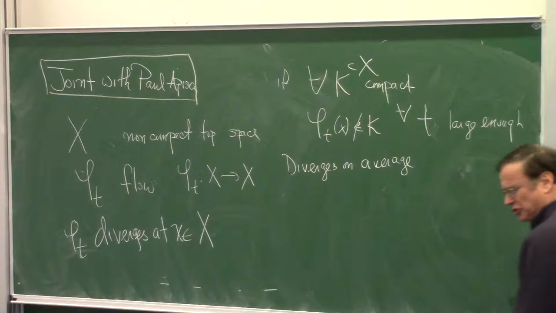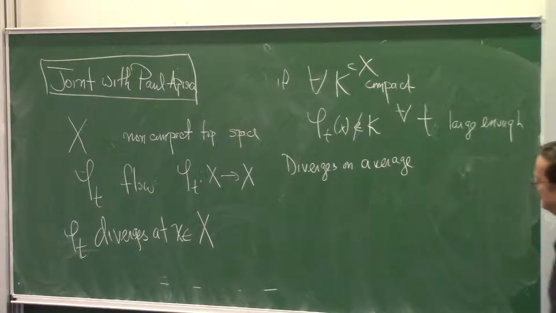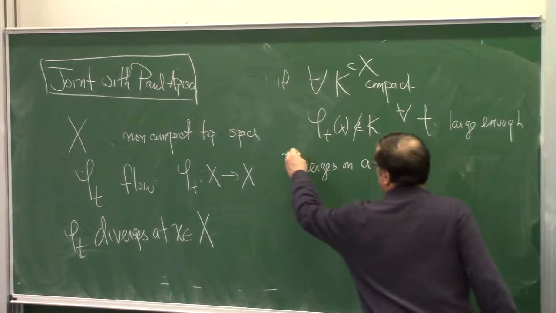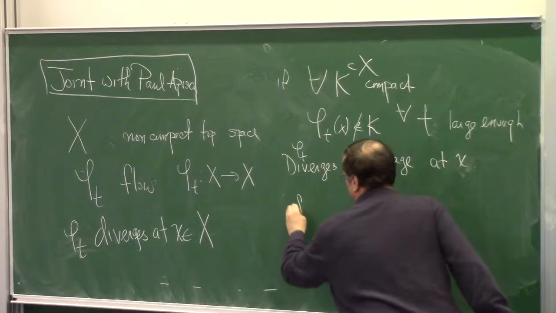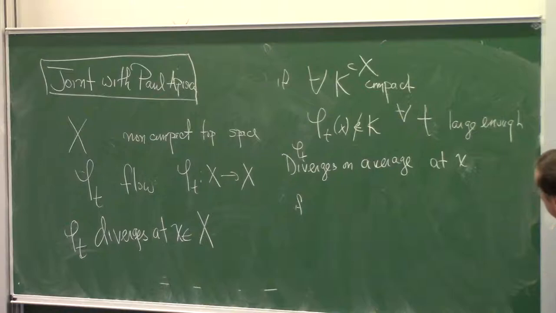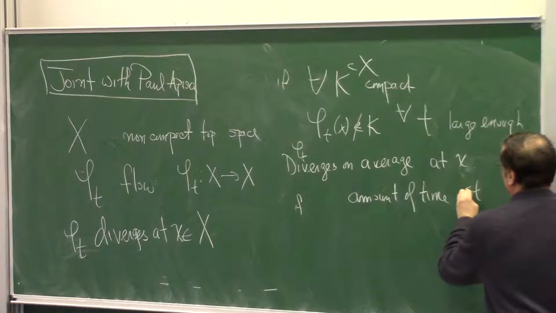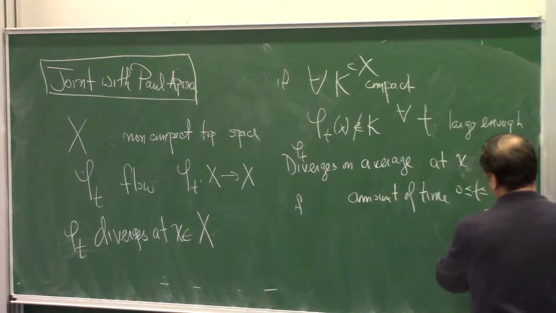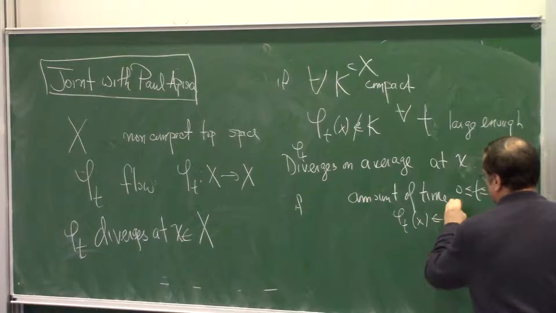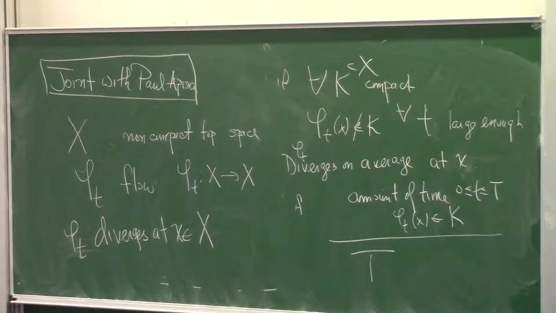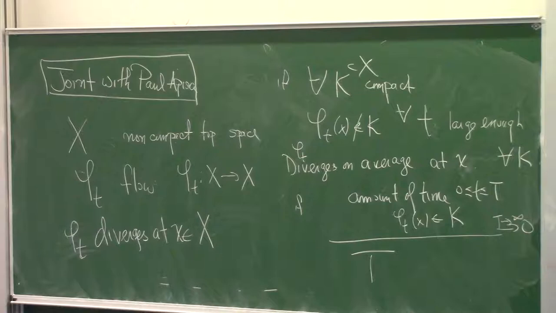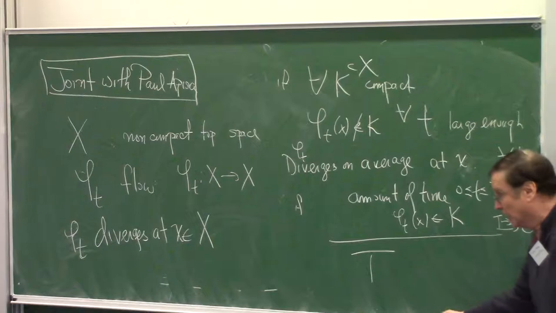In the literature, sometimes this is called loss of mass, for a reason we can see in a minute. Phi sub t diverges on average at X if for any compact set, you look at the amount of time that you spend in K. You might come back to K many times. So if you look at the amount of time, up to time capital T, between zero and capital T that phi sub T of X is in K, divided by T, the total amount of time, this goes to zero as T goes to infinity, for every K. So it can come back to K, but the amount of time you spend divided by the total amount of time goes to zero. So that's diverging on average.